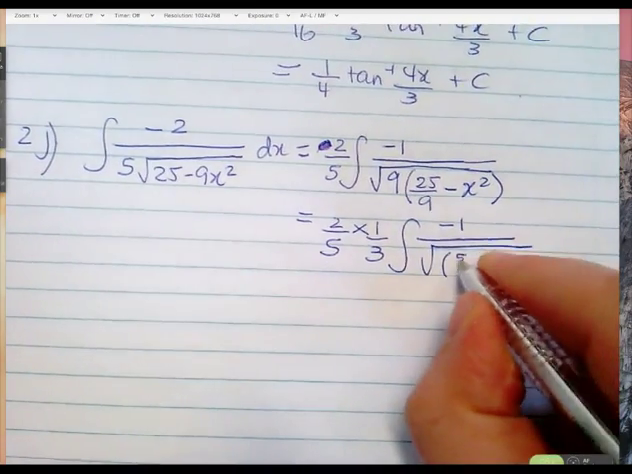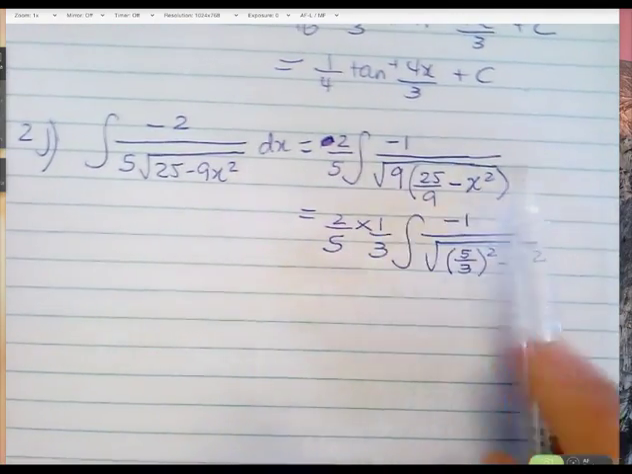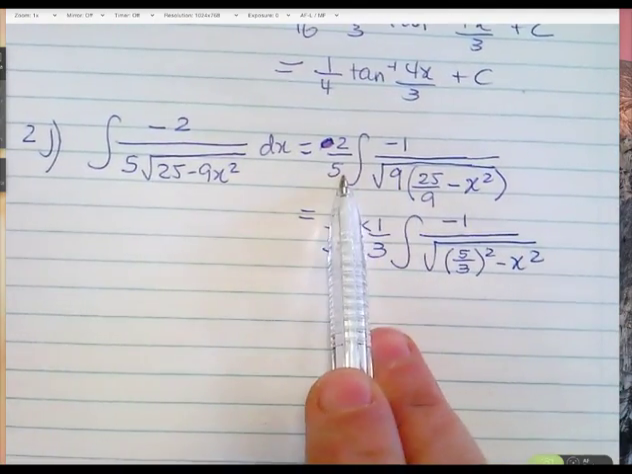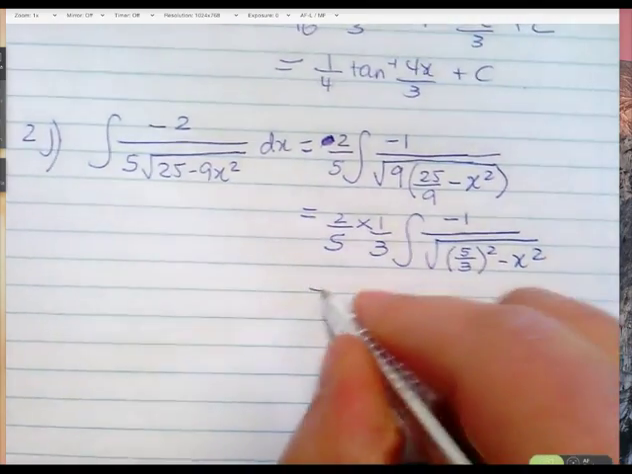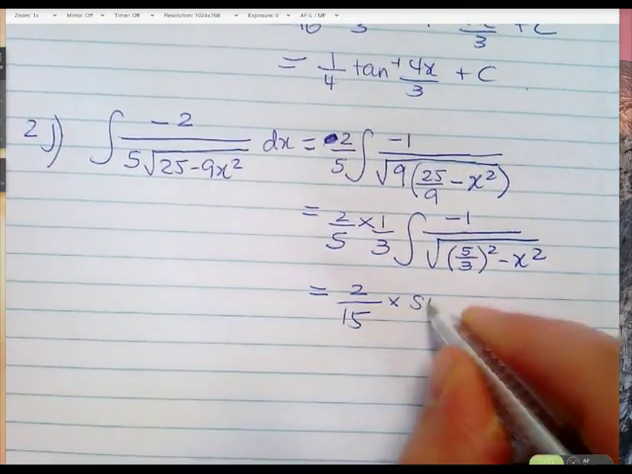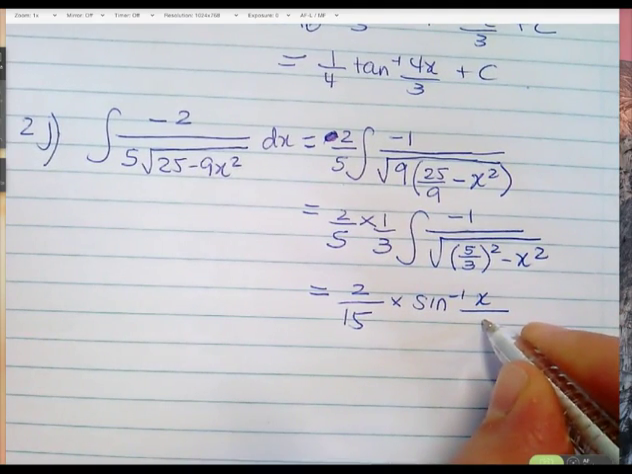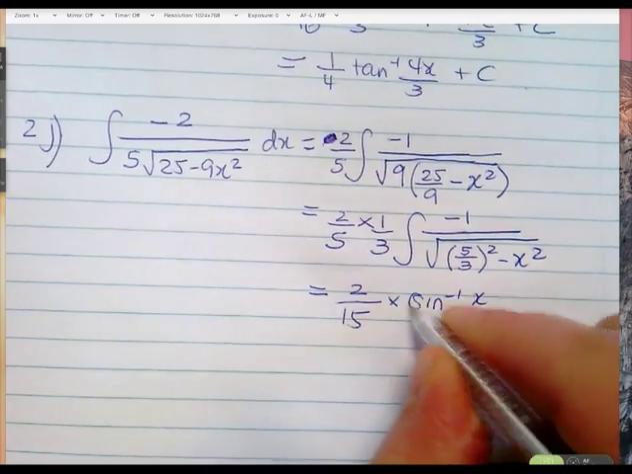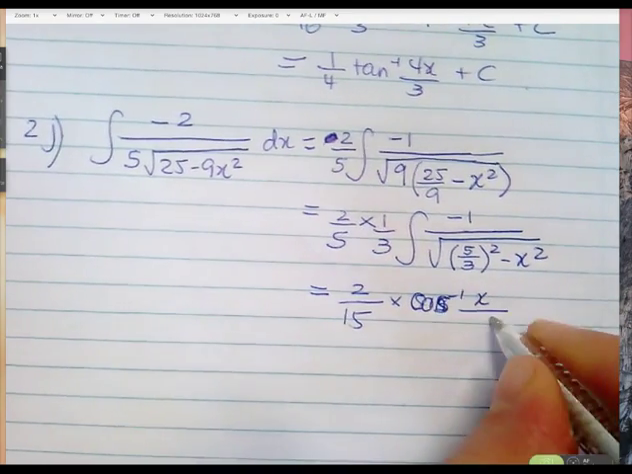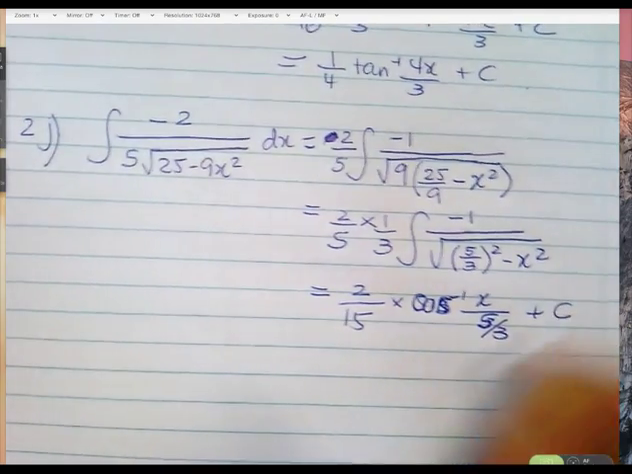3 squared, 5 on 3 squared minus x squared. Are we good? The square root of 9 is 3. I'm pulling it out. So what have I got? 15 times inverse sine of x over... it's close. 3x, inverse cos of x over 5 on 3. I could have just written it properly.